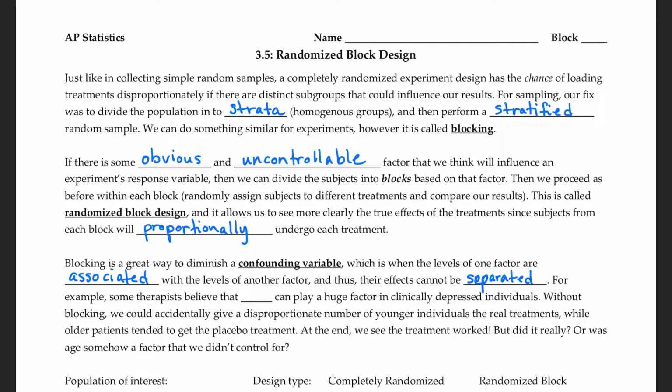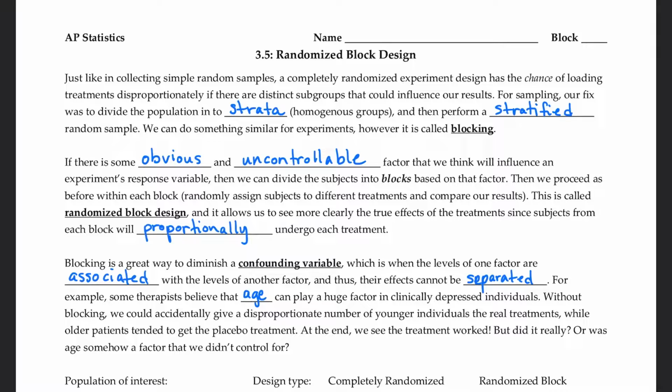Well, what if some therapists believe that age can play a huge factor here? What if age can play a huge factor? Well, this could be a problem. Without blocking, we could accidentally give a disproportionate number of younger individuals the real treatment, and then a lot more older people are in the placebo treatment group, and that could be a huge problem here.